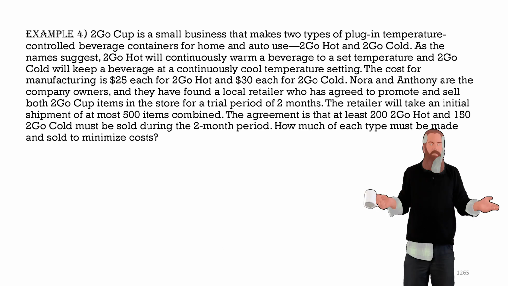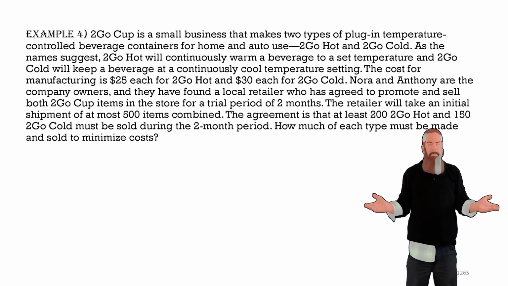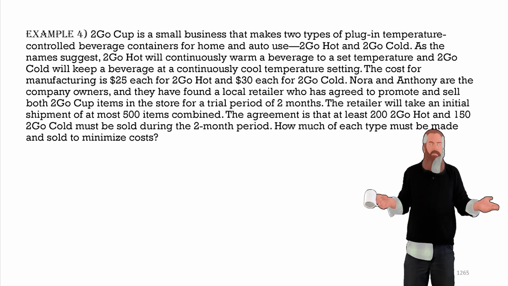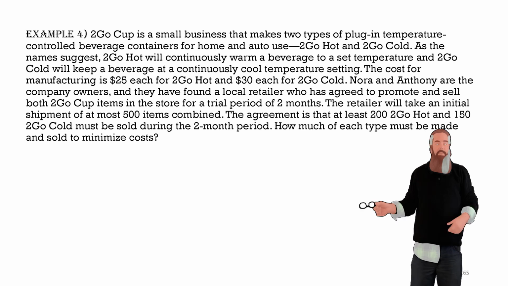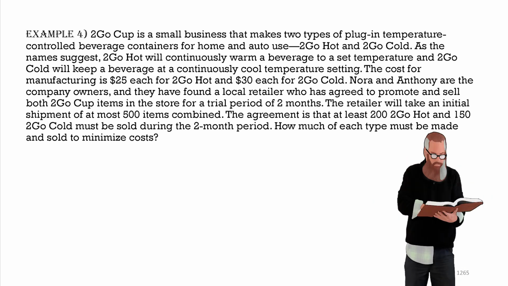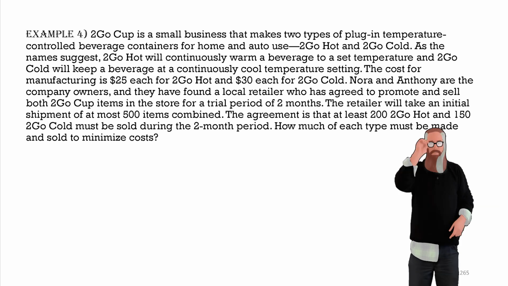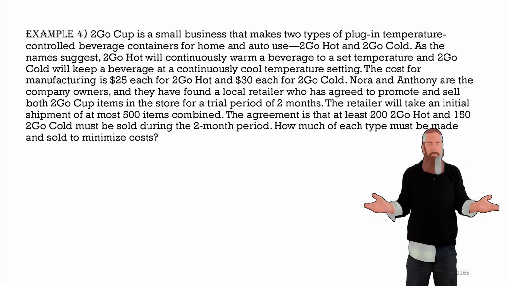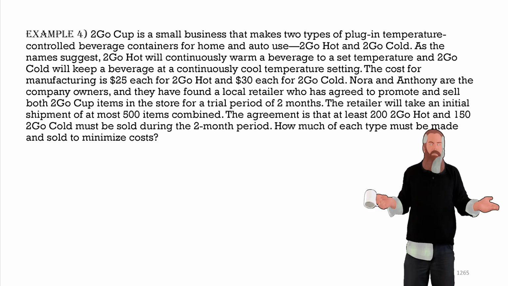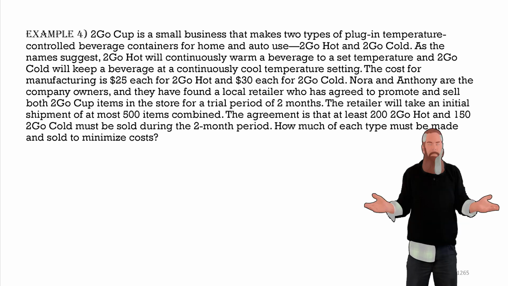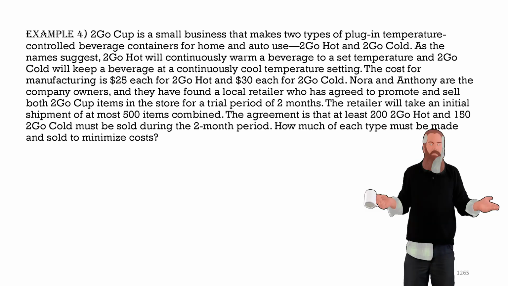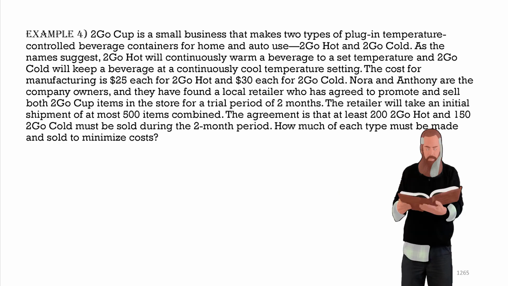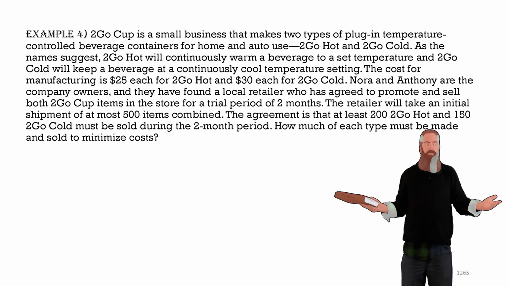Nora and Anthony are the company owners, and they have found a local retailer who has agreed to promote and sell both To-Go Cup items in their store for a trial period of 2 months. The retailer will take an initial shipment of at most 500 items combined. The agreement is that at least 200 To-Go Hot and 150 To-Go Cold must be sold during the 2-month period. How much of each type must be made and sold to maximize cost? The optimal outcome in this situation is a minimum cost.